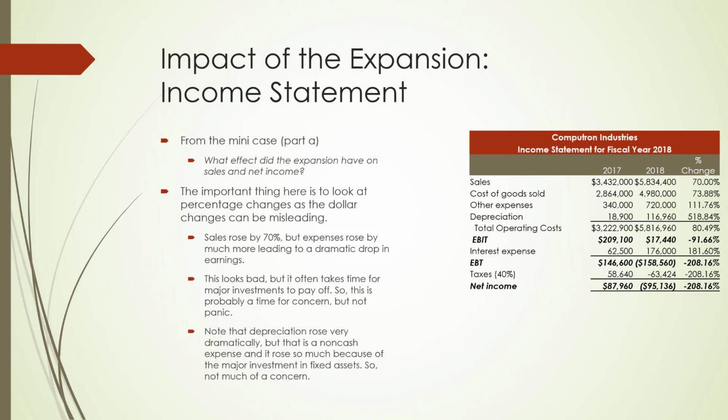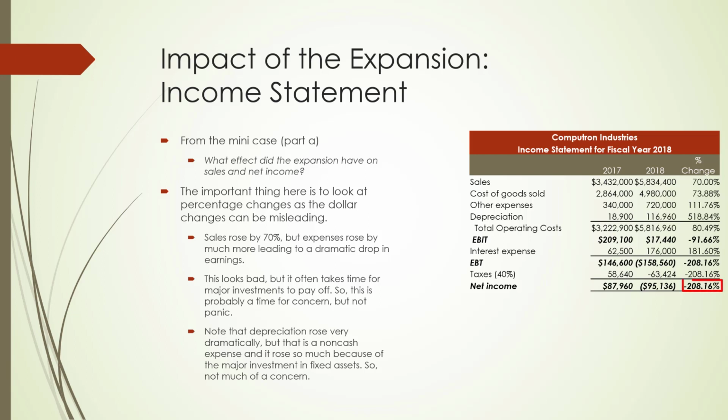The depreciation increase is probably not terribly worrisome because that's simply due to the fact that the firm went out and bought a lot of fixed assets. Now, everything else follows from those big increases in costs. So you notice that EBIT fell by 91%. Earnings before tax went down by 208%. The reason for that is because interest expense went up by a lot. And as we'll see, that's because the firm took on a lot of debt for this expansion.